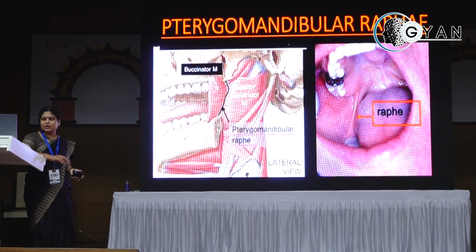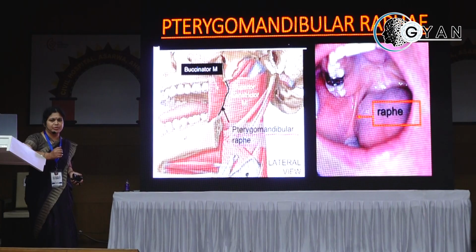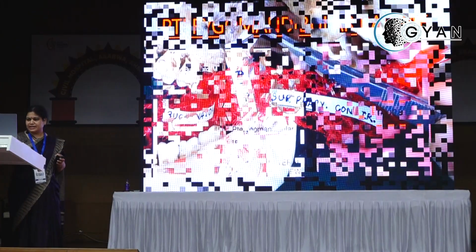One other structure intraorally we see is a triangular submucosal fold of structure. We call it the pterygomandibular raphe. The raphe is nothing but a junction of two muscles. There's a small video depicting this.